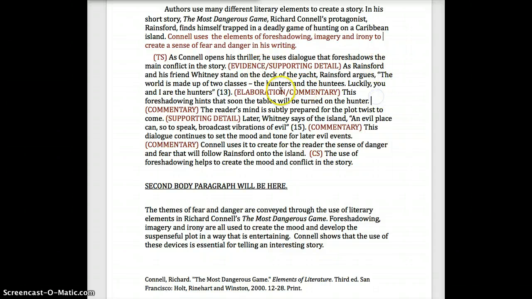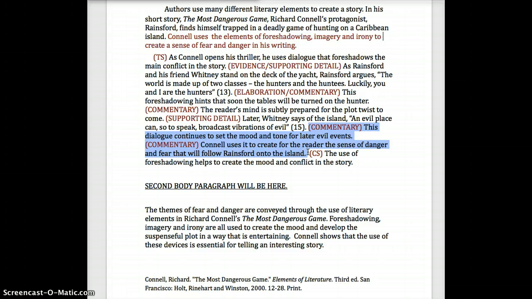The third sentence in the body paragraph will be the commentary or elaboration, which is a sentence of analysis and commentary, right? The fourth sentence is another commentary followed by a second detail. This is also a quote from the short story. You have to include the page number from which you take this quote. It comes from page 15, okay? The second supporting detail in the body paragraph is followed by two more sentences of commentary.